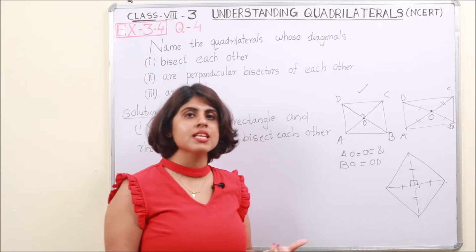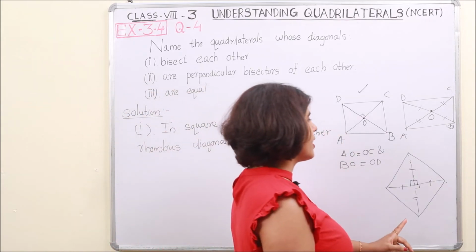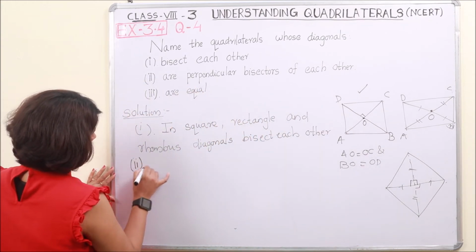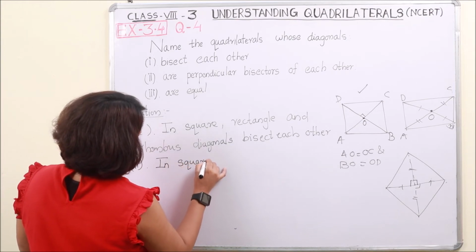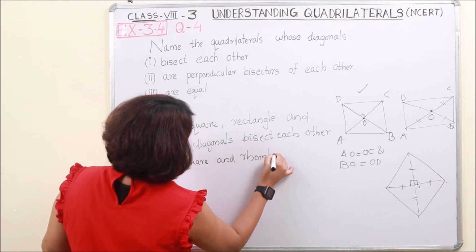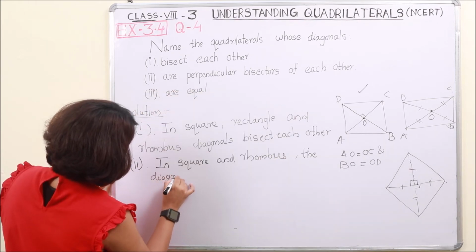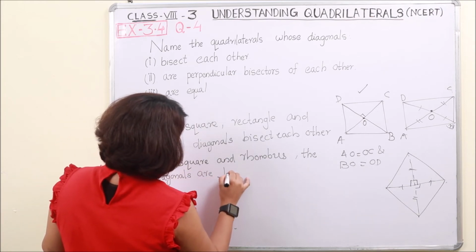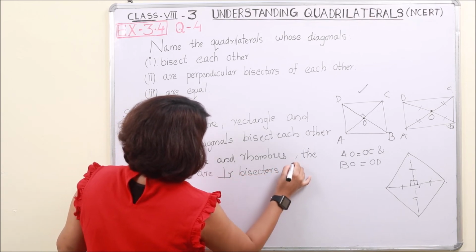So which are the quadrilaterals having the diagonals as perpendicular bisectors of each other? In the case of a square and a rhombus, right? So the second answer: in square and rhombus, diagonals are perpendicular bisectors of each other.